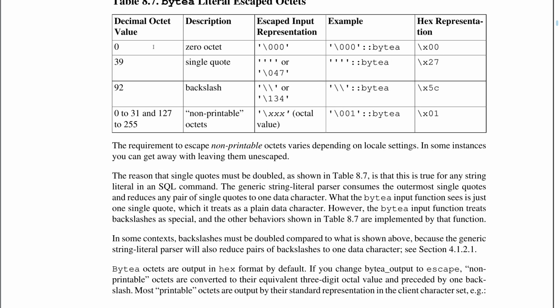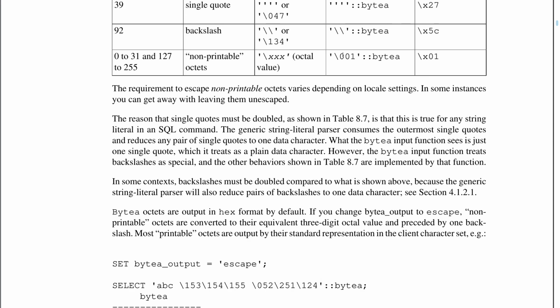So if the octet value is 0, then it is the zero octet and it should be represented as backslash triple 0. If it is 39, which is single quote, then it should be backslash 047 in octal. If it is 92, that is backslash, then double backslash or backslash 134. 0 to 31 and 127 to 255 are non-printable octets, and these should be backslash xxx, where xxx are the octal values of these. So for example, backslash 001 colon byte array.